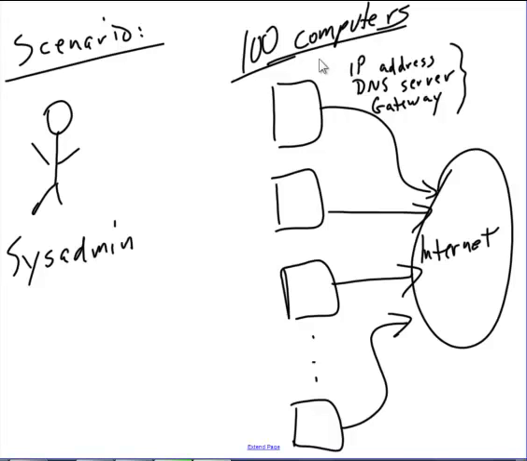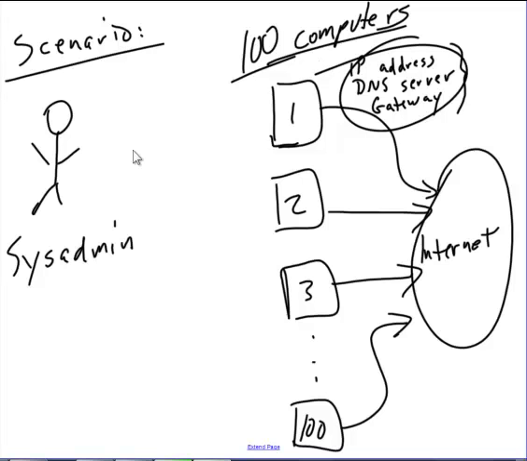It needs an IP address because it needs a unique address to send and receive data. It needs a DNS server so it can do host name lookups, and it needs a gateway so it knows how to get out to the internet. Now, you're a systems administrator, and you have to configure all of these machines, machine 1, 2, 3, all the way up to machine 100, with these 3 pieces of information.